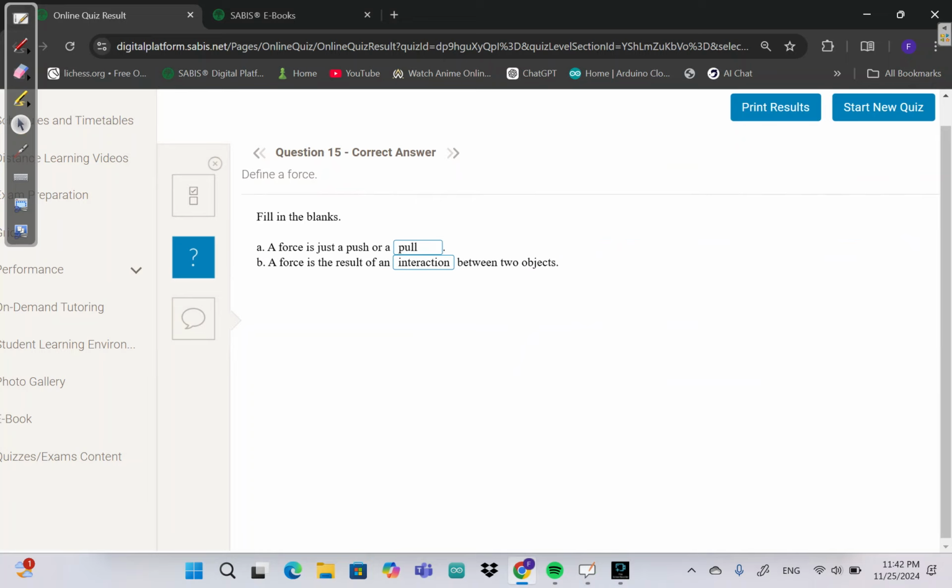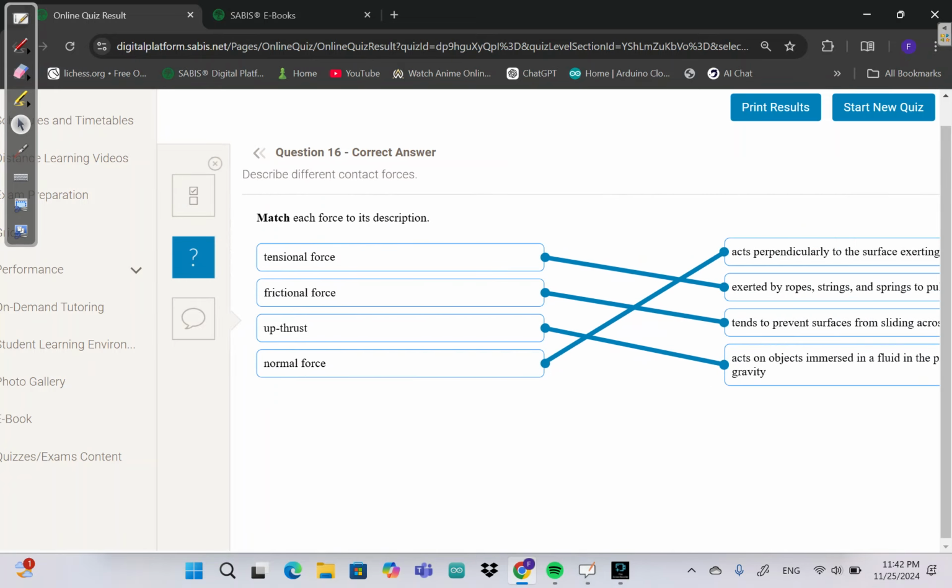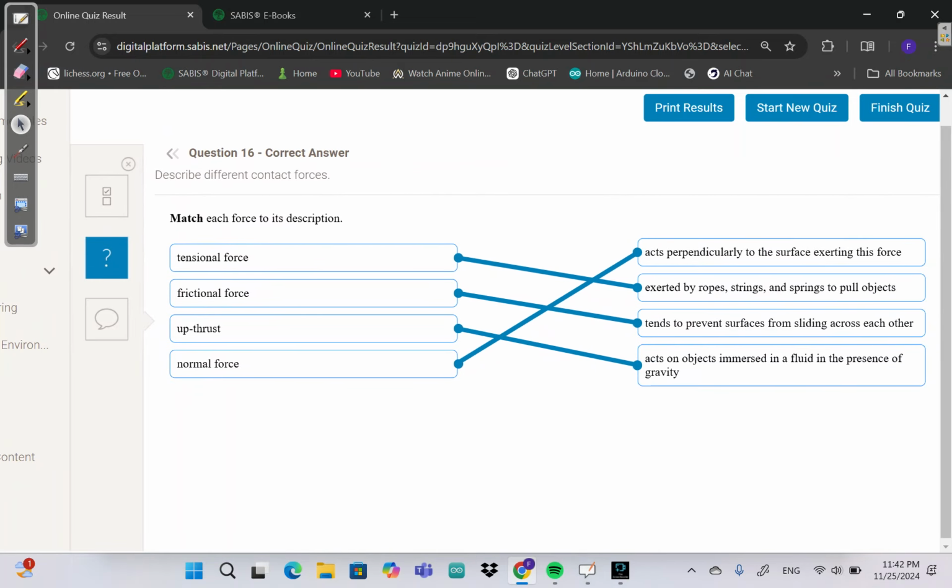A force is a push or a pull. This is also a definition. And a force is a result of an interaction between two objects. This is also a definition. Okay. Tension is anything with ropes, cords, and so on. Friction is between surfaces and anything moving on the surface. Upthrust is usually in liquids and water, and normal force is the force that acts perpendicularly on a surface or from the surface.